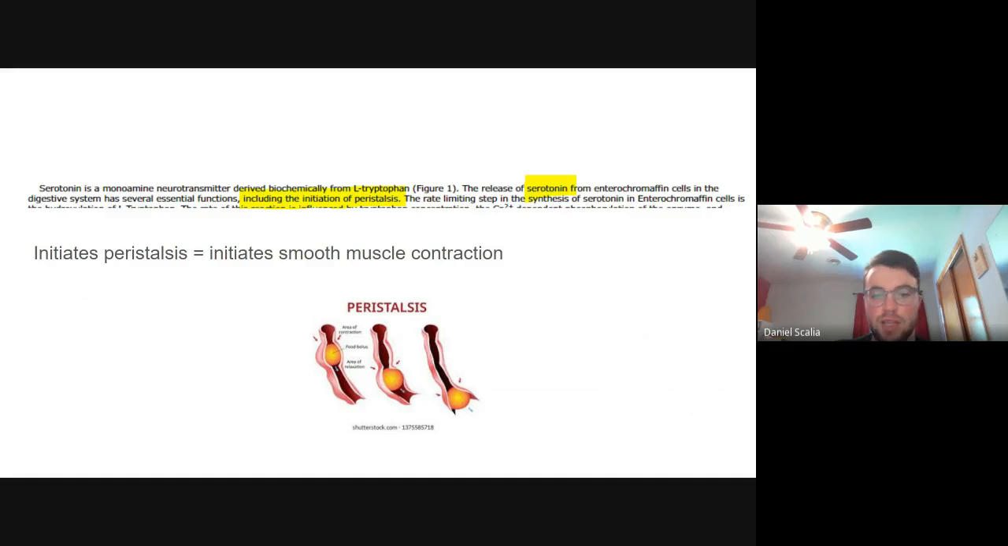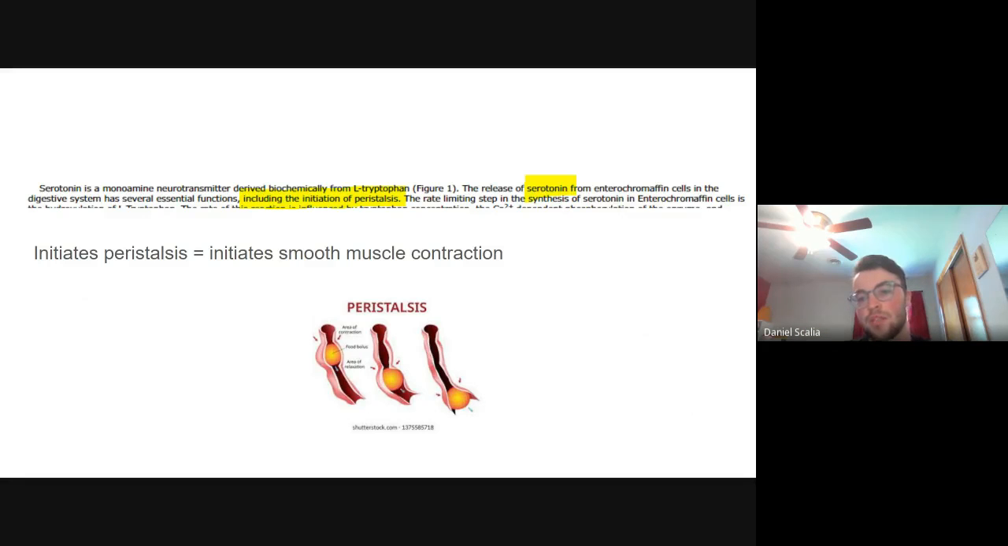But if you look, it does say very clearly in passage 1, where is it, that the release of serotonin has several functions, including the initiation of peristalsis. So then you have to know what that term means. It's basically the movement of food through the digestive system, almost a caterpillar-like movement, where it squeezes the food as it slowly moves down. And it'd be helpful to know that the digestive tract is all smooth muscle.